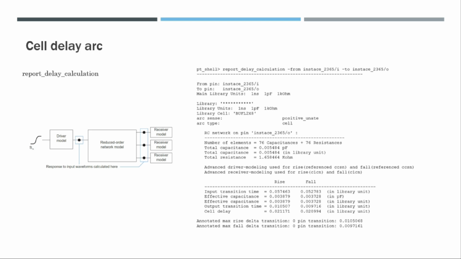Basic means that NLDM model will be used, nonlinear delay model, and advanced mode means CCS, which is composite current source model. So in this case, CCSN means composite current source noise model, which will use its own spice related data in it. And C1CN is basically the receiver model of the CCSN itself. So it's basically multi-segment receiver capacitance model, which is used to determine the capacitance of the receiver cell. All right, so these are the details that it will mention.